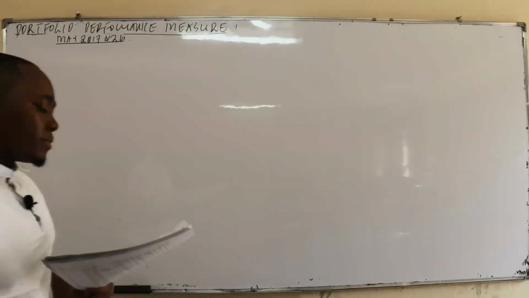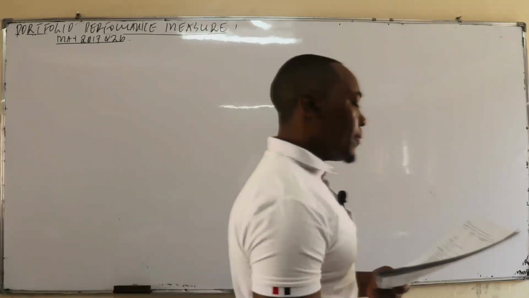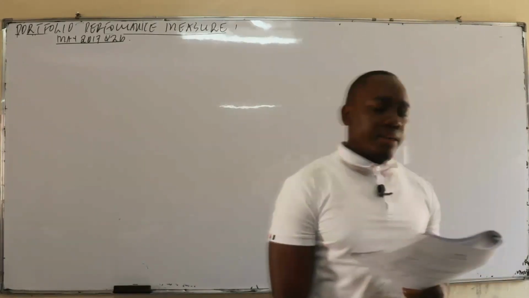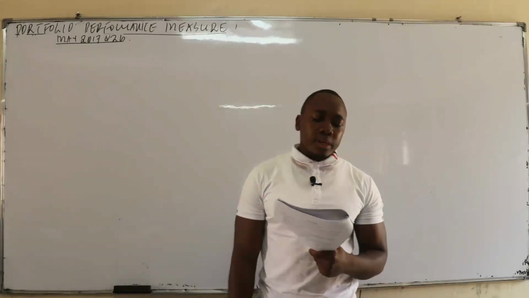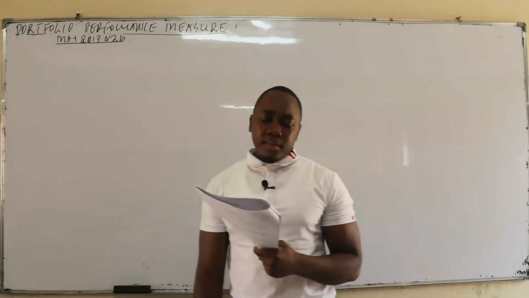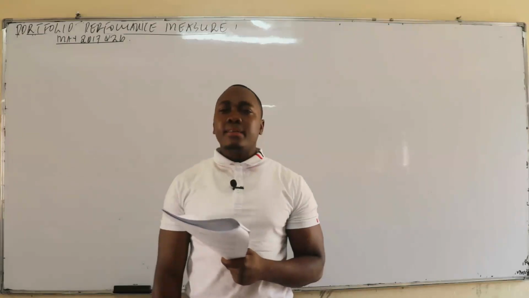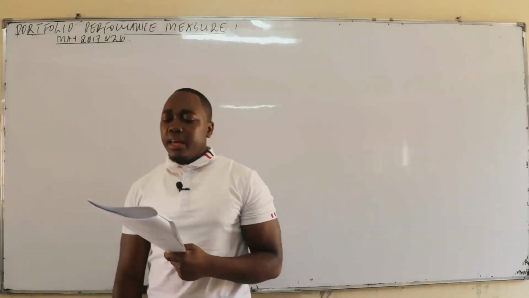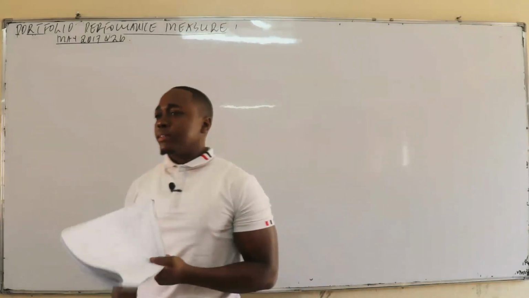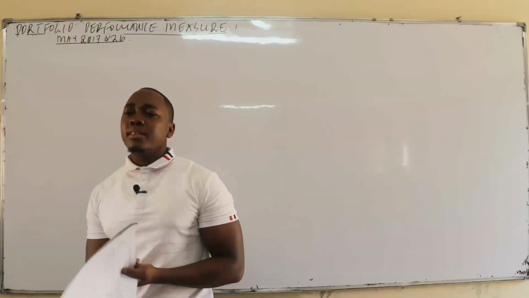The following information relates to the performance of six portfolios over a 7 year period. So you have portfolios P, Q, R, S, T, U. Then we have the market, and then we have the risk-free rate. Then we have the average annual returns. Average. What do you mean by average?